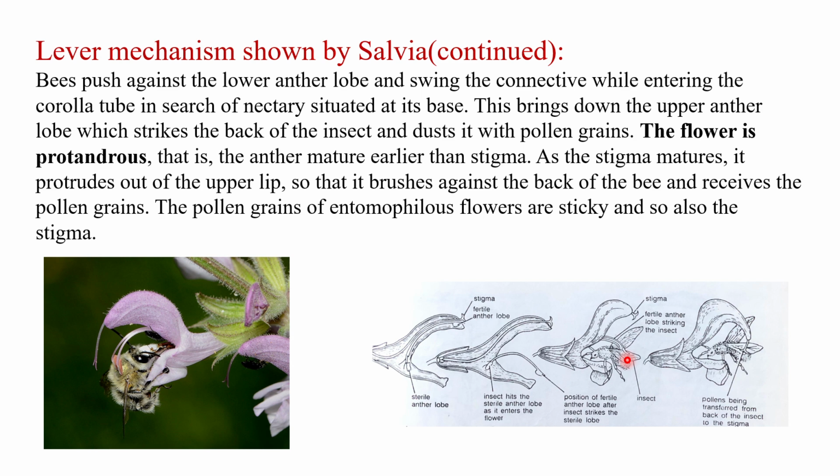The flower is protandrous as the anther matures earlier than the stigma. As the stigma matures later, it protrudes out of the upper lip so that it brushes against the back of the bee. Here we see. And it receives the pollen grains. The pollen grains of entomophilous flowers are usually sticky, and so is the stigma. So this is all about the lever mechanism in Salvia.